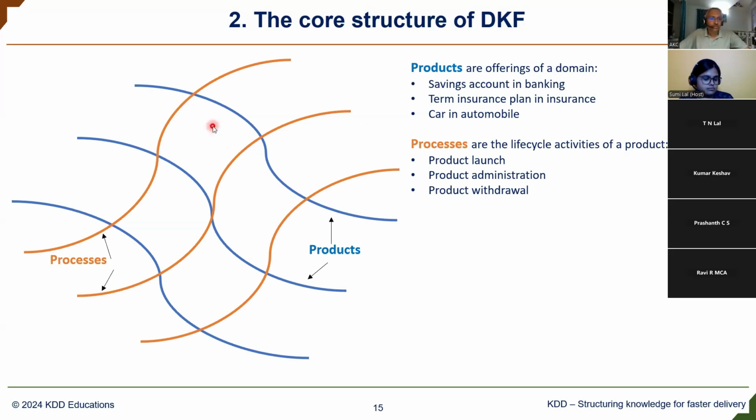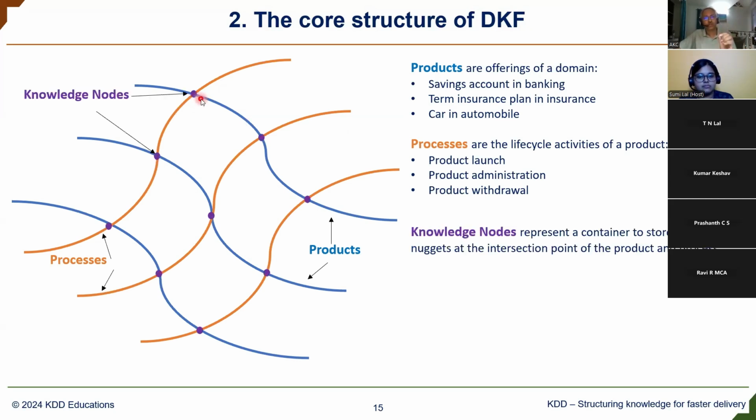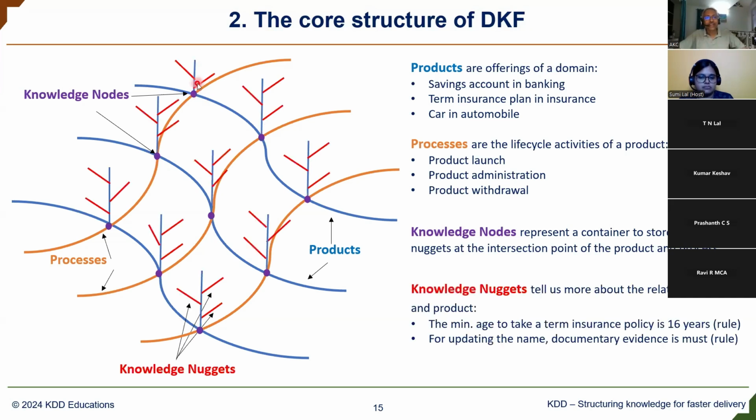So on this mesh, between product and process, you will have a cross section. This we call knowledge nodes. Now this is a very powerful thing because all the knowledge is contained at these nodes. Basically, a node is a cross section of the product and the process. So anything you are doing in the industry will happen at that cross section. You can consider it a container of all the knowledge, and all this knowledge is retained as a knowledge nugget at these nodes.